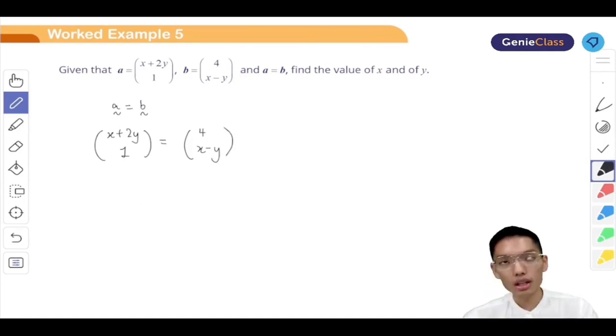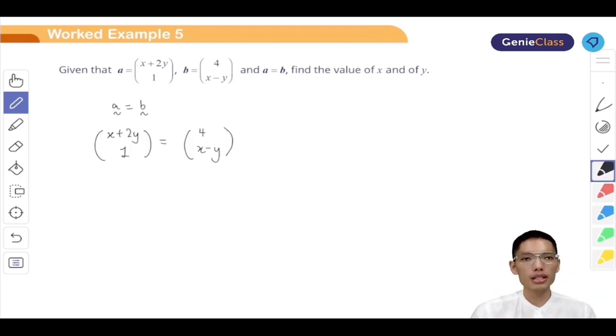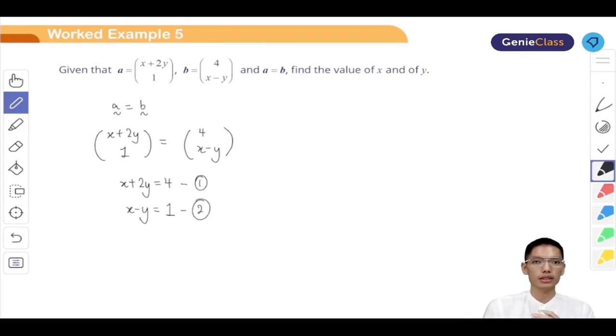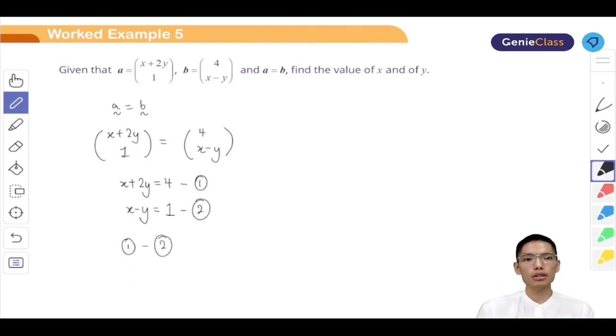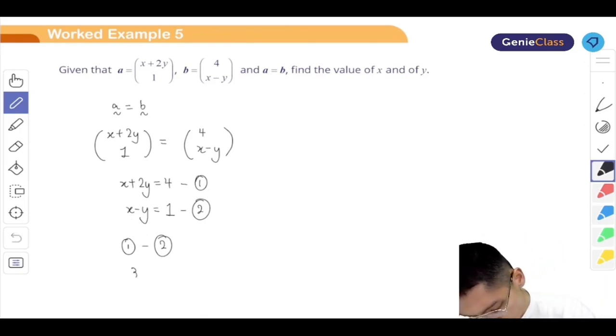So you realize what happens, column vectors, two entries only, and usually two variables, simultaneous equations will come into play. So therefore, I have x plus 2y is equal to 4, x minus y is equal to 1. And we have the notion in this case of simultaneous equations. So what we can do, there are a few ways: you can substitute and say y is equal to x minus 1, but you realize I can actually do elimination. 1 minus 2. So if I do 1 minus 2, I'm going to have 2y minus y, which gives me 3y equals 3, y is equal to 1.